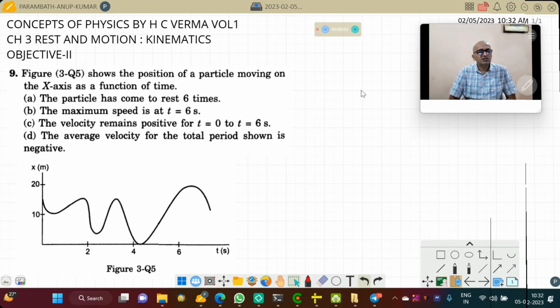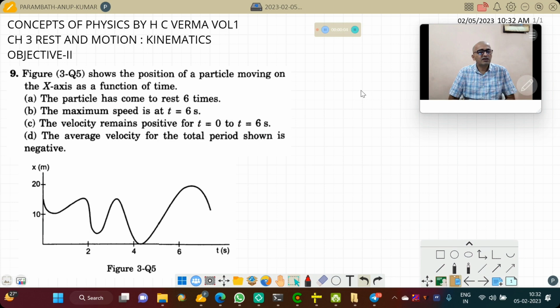Students, we are doing questions from Concepts of Physics by HC Verma Volume 1, Chapter 3 Rest and Motion, Kinematics, and we are doing questions of Objective 2. Here is the 9th question, students. The figure given below shows the position of a particle moving on the x-axis as a function of time. We have to choose among A, B, C, D which are the correct options.